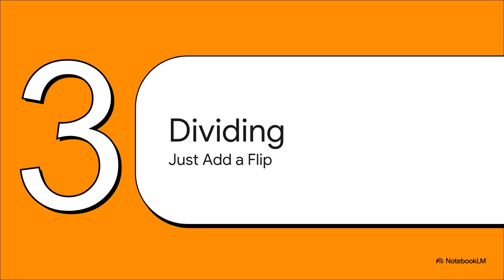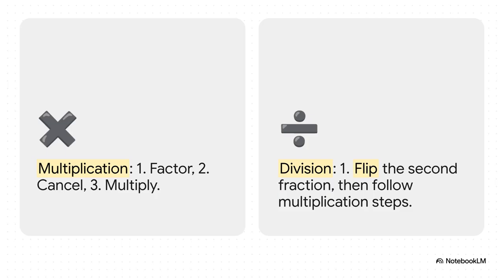What about division? Well, I have some fantastic news for you. If you can multiply, you can 100% divide. There's just one tiny little extra step you have to do right at the beginning. Look how this builds. For division, all you have to do is take that second fraction and flip it upside down. You know, find its reciprocal. Then you change the division sign to a multiplication sign. And after that one little flip, guess what? It's the exact same factor, cancel, multiply process we just mastered.